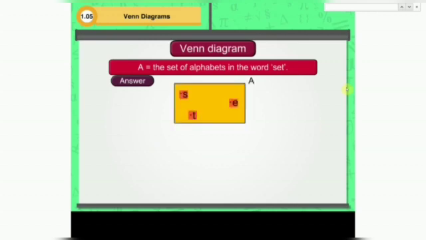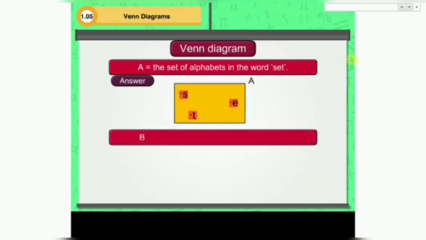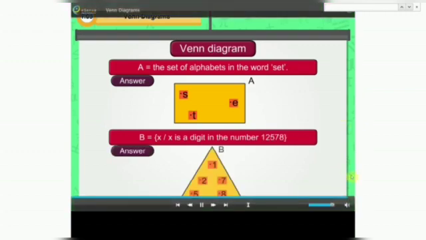Represent the following sets with the help of Venn diagram. A is the set of alphabets in the word set. The answer is as shown. B is the set of all x such that x is a digit in the number 1, 2, 5, 7, 8. The answer is as shown.